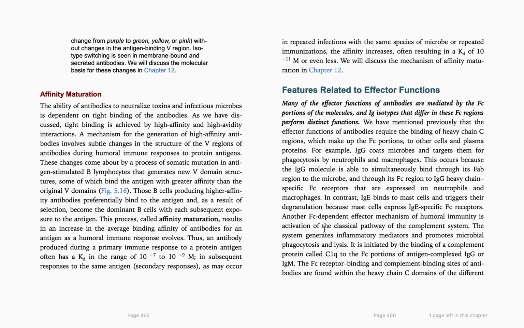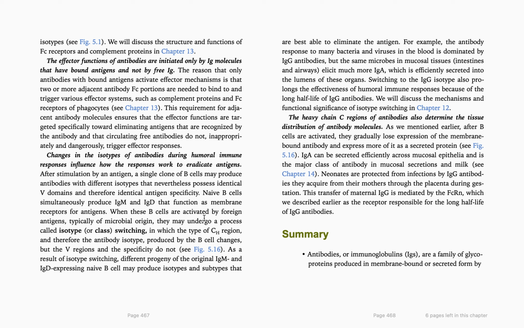Another Fc-dependent effector mechanism of humoral immunity is activation of the classical pathway of the complement system. The system generates inflammatory mediators and promotes microbial phagocytosis and lysis. It is initiated by binding of a complement protein called C1q to the Fc portion of antigen-complexed IgG or IgM. The Fc receptor binding and complement binding sites of antibody are found within the heavy chain C domains of the different isotypes. We will discuss the structure and function of Fc receptors and complement proteins in chapter 13.